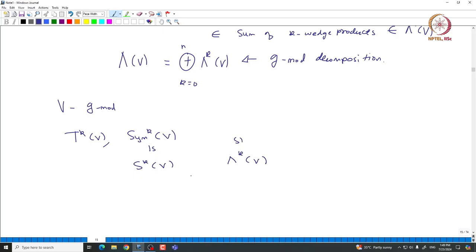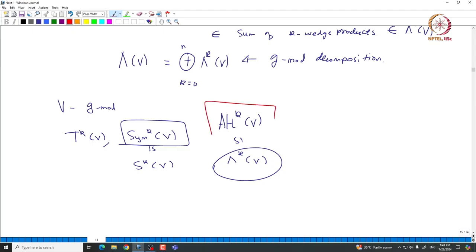So, we want to see now, is there any natural submodule of T^k of V which is again isomorphic to this lambda k of V? That is what gives what is called alternating tensors. Okay. So, the correct thing to consider here is the alternating tensors, which is analogous to the symmetric tensors.